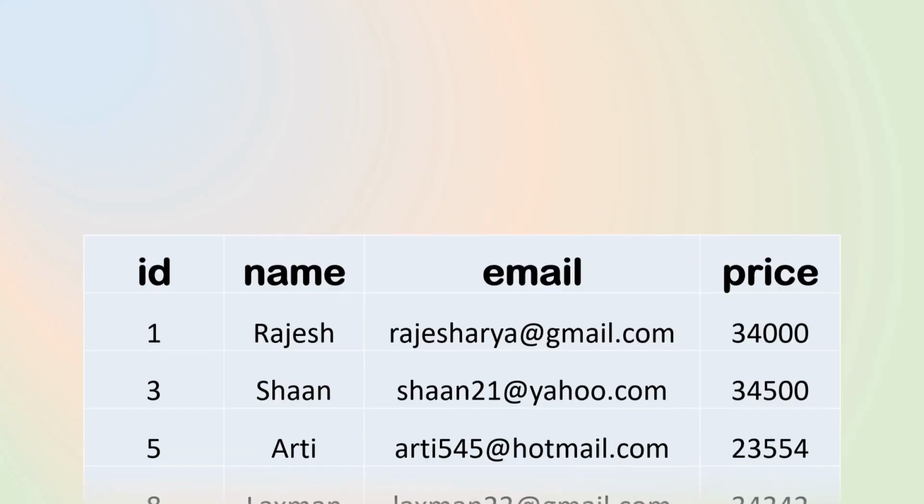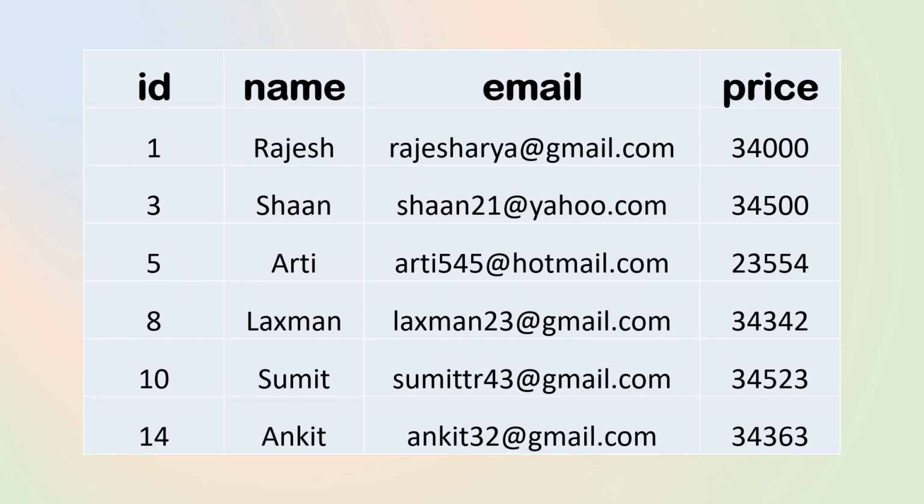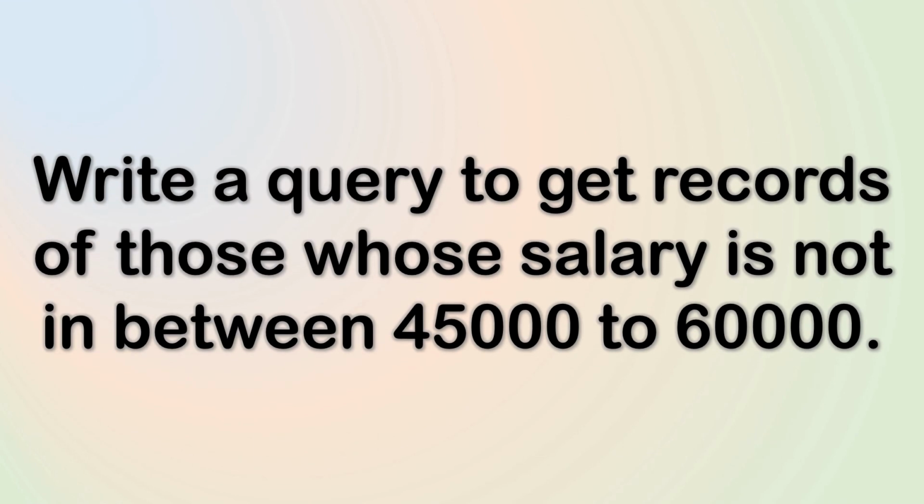You saw in the result that our result contains only those records where salary is not greater than 40,000 and names are not equal to Shruti, Ansh, and Sanju. Third question is, write a query to get records of those whose salary is not in between 45,000 to 60,000.